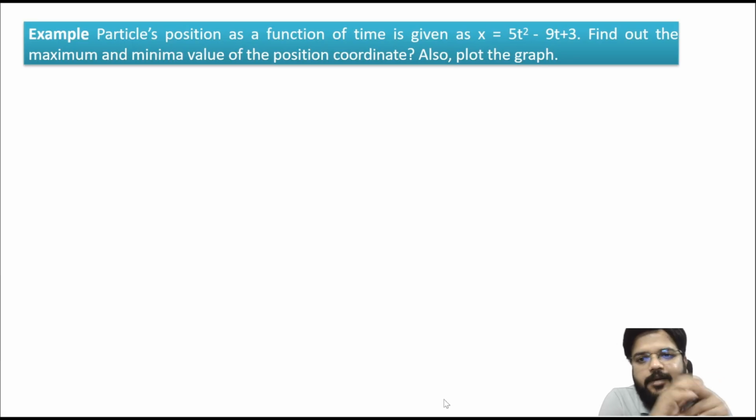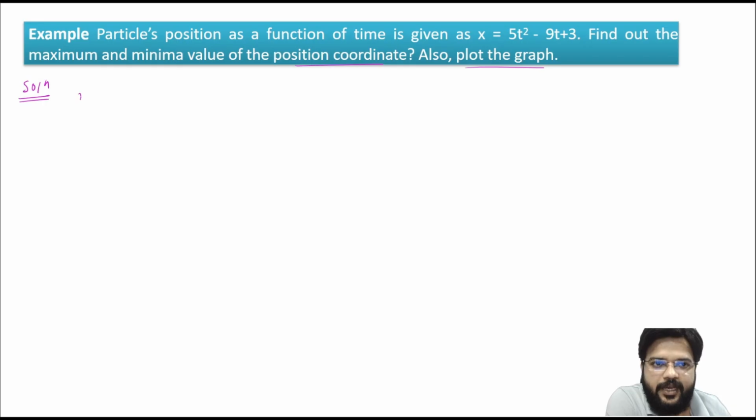Now let's see one example on the basis of this maxima minima concept, everyone. The question given here is: a particle's position as a function of time is given as x equal to 5t square minus 9t plus 3. Find out the maximum and minimum value of the position coordinate. Also plot the graph. So here we want the position coordinate for maxima and minima, everyone. Let's see how we can do this question.